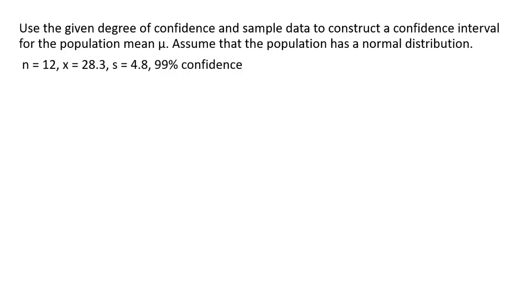Use the given degree of confidence and sample data to construct a confidence interval for the population mean mu. Assume that the population has a normal distribution. Okay, so here it's asking for estimation of the population mean. And because it's asking for the confidence interval, you need the margin of error.